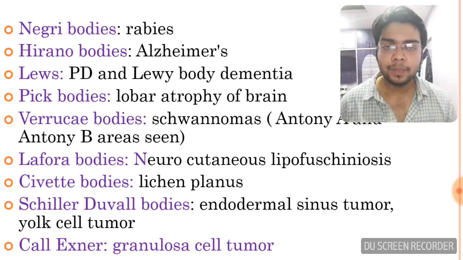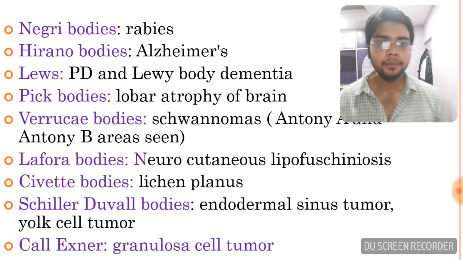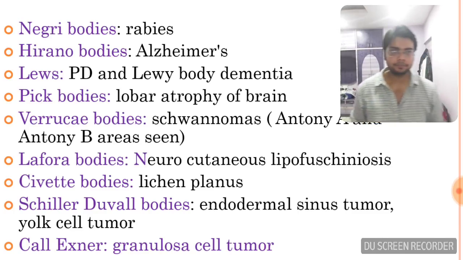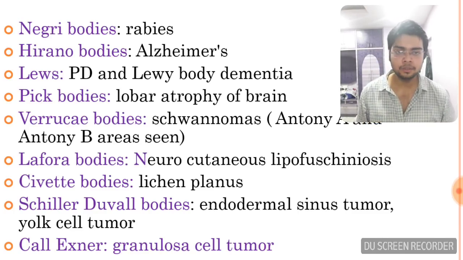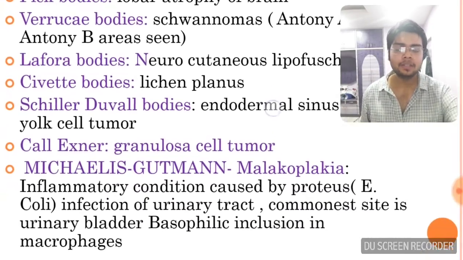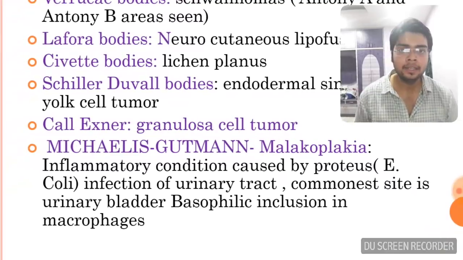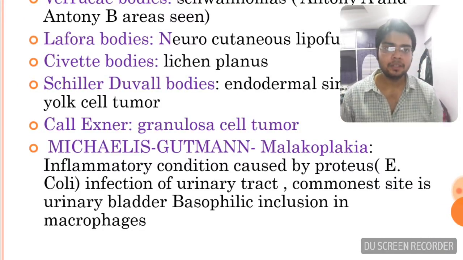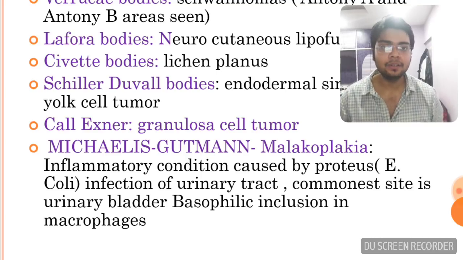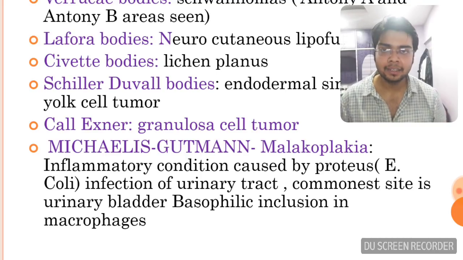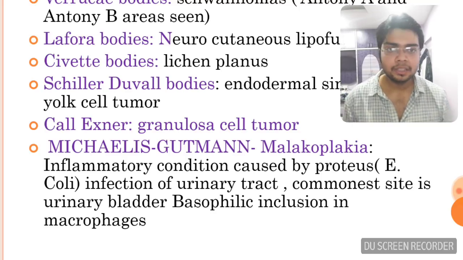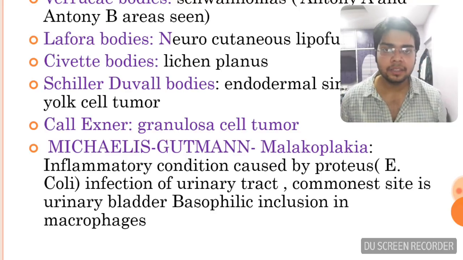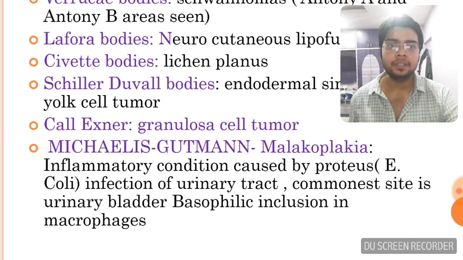Civatte bodies in lichen planus. See the diagram, important. Lichen planus, very important topic. Schiller-Duval bodies seen in endodermal sinus tumor, yolk sac tumor. Call-Exner bodies seen in granulosa cell tumor. Michaelis-Gutmann bodies seen in malakoplakia, which is an inflammatory condition caused by Proteus or E. coli infection of the urinary tract. The commonest site is the urinary bladder, and these are basically basophilic inclusions inside the macrophages.